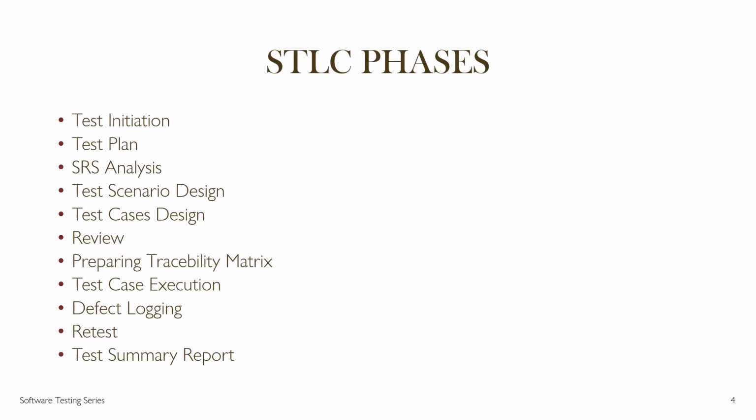STLC is a systematic process of software testing which includes the phases: test initiation, test plan, SRS analysis, test scenario design, test case design, review, preparing traceability matrix, test case execution, defect logging, retest, regression testing, and test summary reports. Let's see the phases one by one.